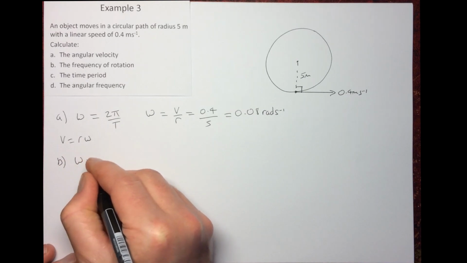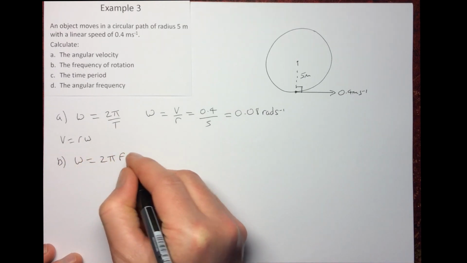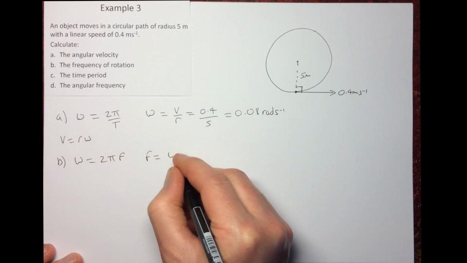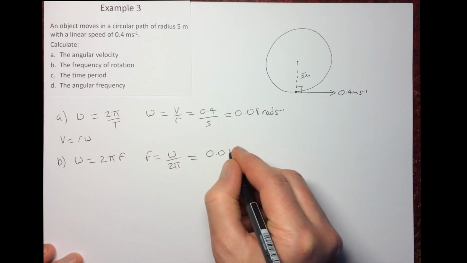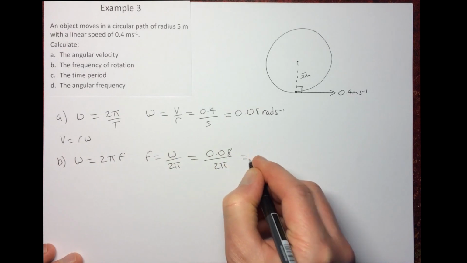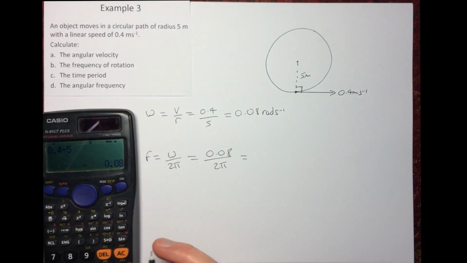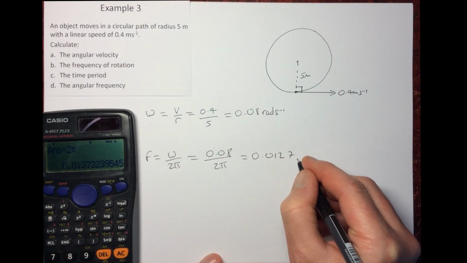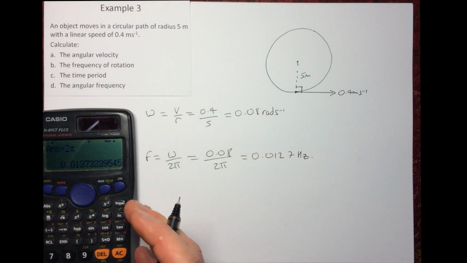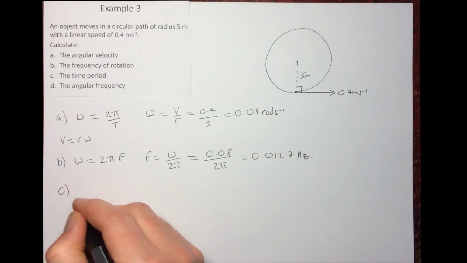Then we're asked to work out the frequency. Well, we know omega equals 2 pi f, so f is equal to omega over 2 pi. So it's 0.08 divided by 2 pi. That's 0.0127 hertz.